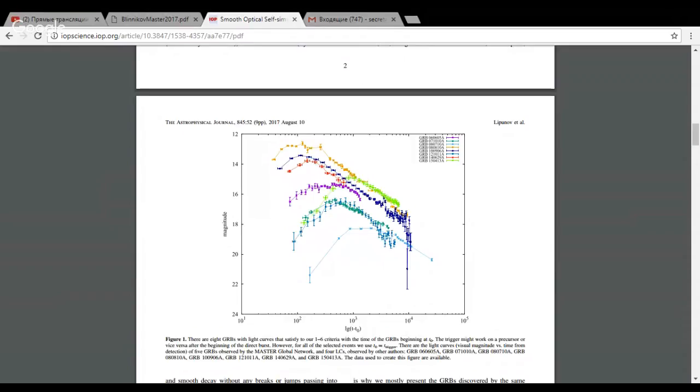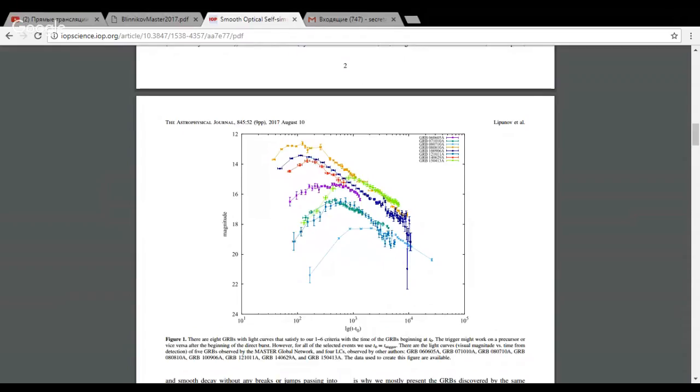Now this is the phenomenological part of our paper, only observation. At zero time it is the gamma ray burst trigger point, yes? T0 is the trigger time, the trigger from gamma observation. This is all observational data here.